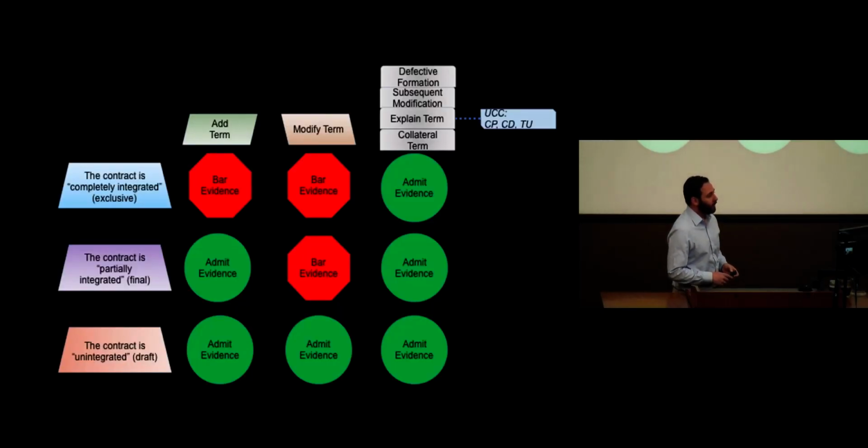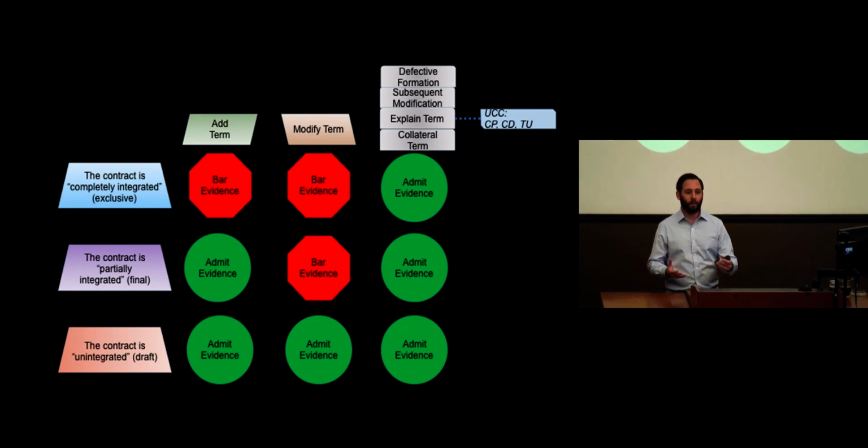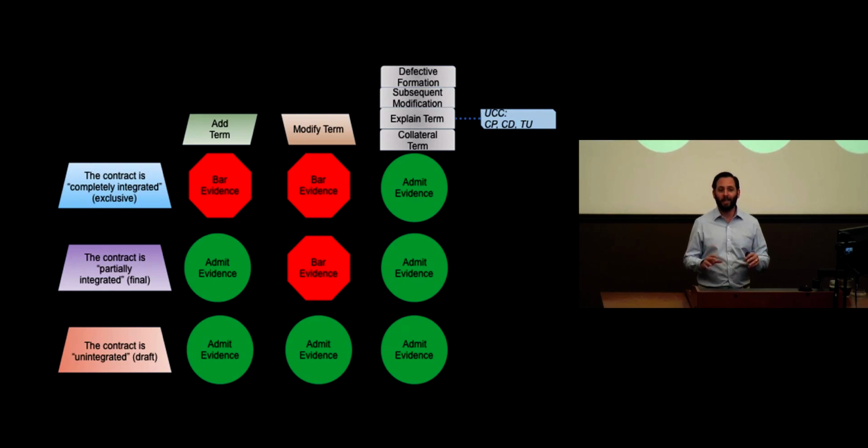Well, that depends on what the extrinsic evidence is introduced to show. And for this, I have a chart, which I hope is helpful, indicating that if the contract is a draft, of course, any extrinsic evidence can come in because we're not actually looking at a final document. If the document is final but not necessarily complete, then we will bar evidence that modifies an existing term, but since the contract is not complete, of course we can add a term, so long as it doesn't modify or change an existing term. If the contract is complete and exclusive, then we neither modify nor add a term through extrinsic evidence.